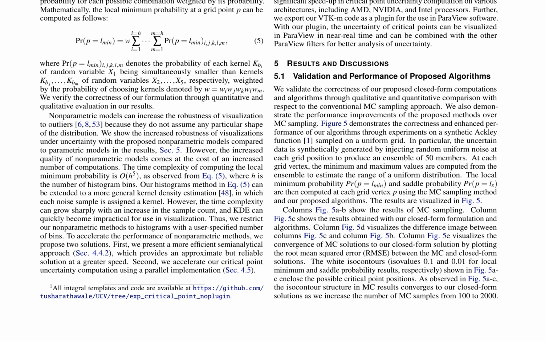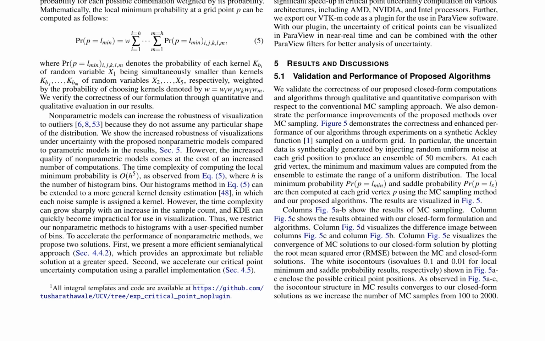The critical point uncertainty code is integrated with VTK-m software and ParaView, enabling optimized access to neighbors and platform portability. This integration allows for near real-time visualization of uncertainty in ParaView and can be combined with other ParaView filters for enhanced analysis. Validation of the proposed algorithms is demonstrated through qualitative and quantitative comparison with conventional MC sampling.